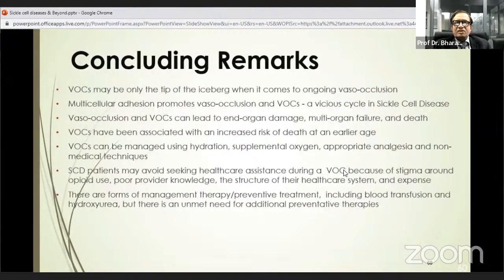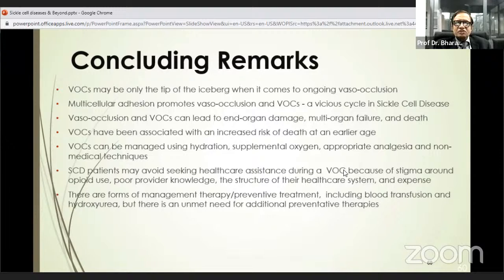So VOC may be only the tip of the iceberg when it comes to ongoing vaso-occlusion, and multicellular adhesion promotes vaso-occlusion, and VOC is a vicious cycle in sickle cell disease. Vaso-occlusion and VOC can lead to end organ damage, multi-organ failure and early death. VOC has been associated with increased risk of death at an earlier age. VOC can be managed using hydration, supplemental oxygen, appropriate analgesics, and partial exchange transfusion.